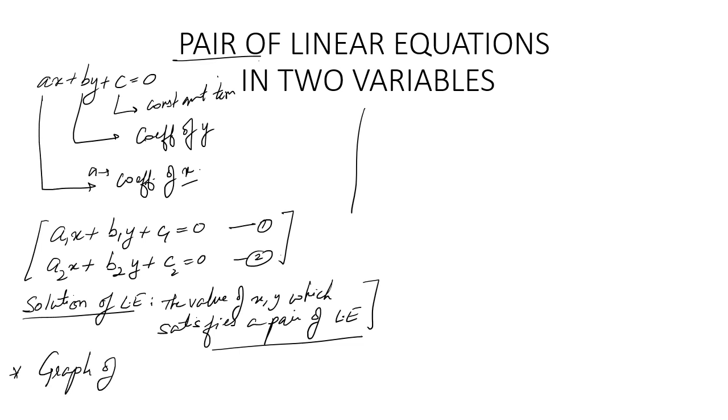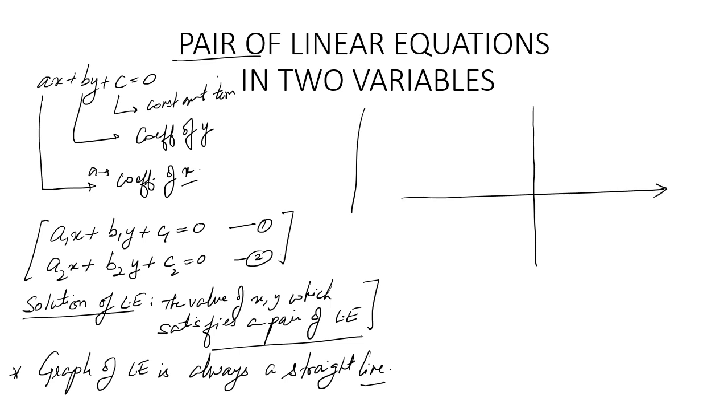And in class 9th we have also studied that graph of linear equation is always a straight line. This you have to remember. And also, अगर axis के बारे में नहीं पता, we have two axes, x-axis and y-axis. This I'm telling you because we'll be needing this.